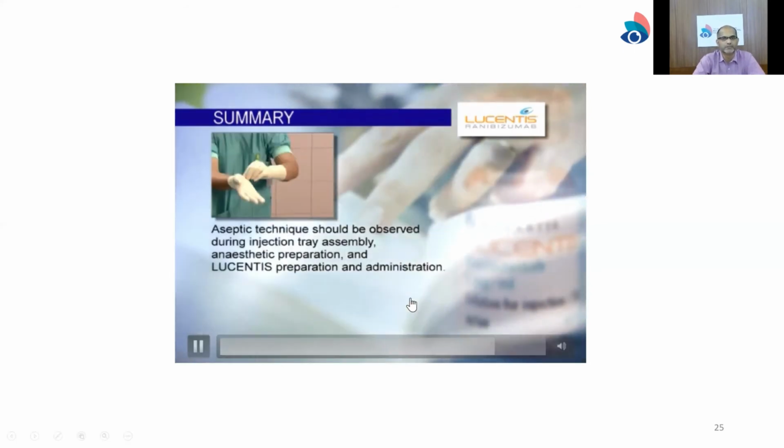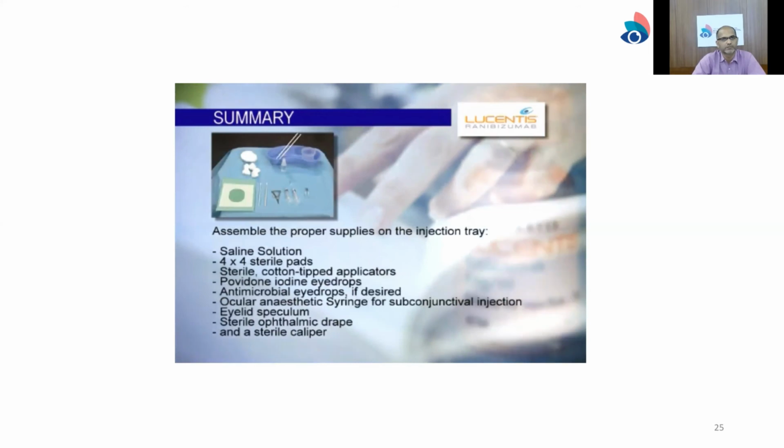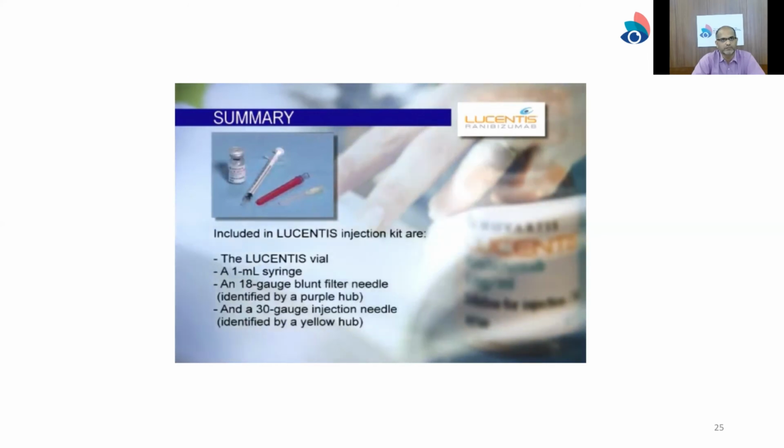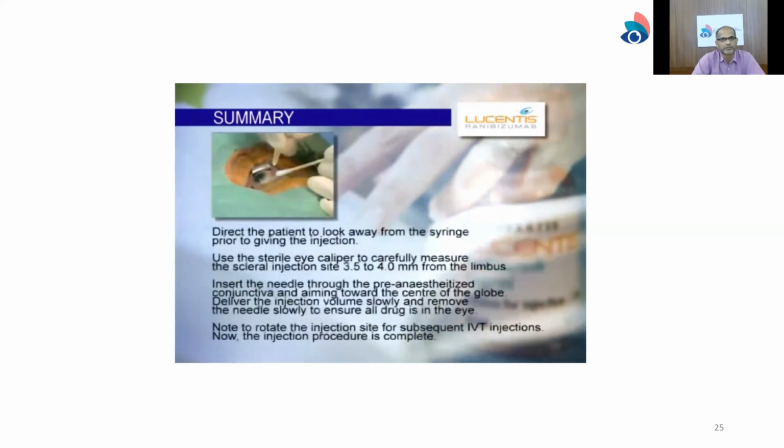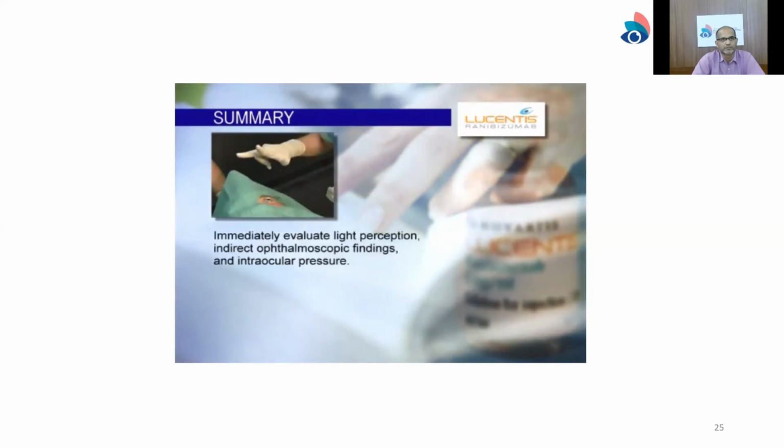The following is a brief review of the injection procedure. Aseptic technique should be observed during the entire procedure. Assemble the proper supplies on the injection tray. Prepare the Lucentis injection kit. Prepare the affected eye for the injection. Direct the patient to look away from the syringe and inject the Lucentis, aiming towards the center of the globe. Immediately evaluate light perception, indirect ophthalmoscope findings, and intraocular pressure.